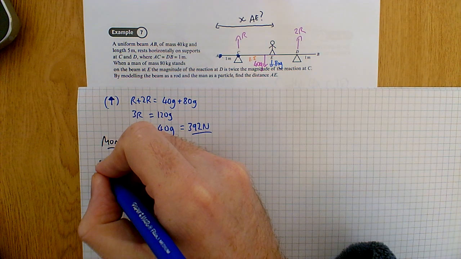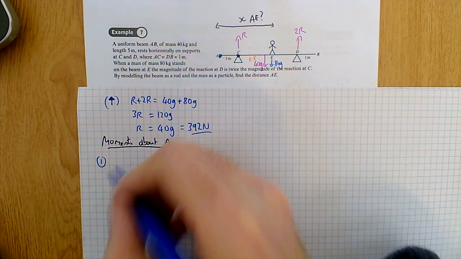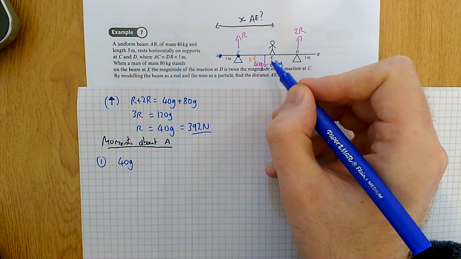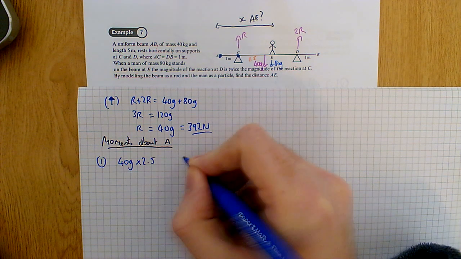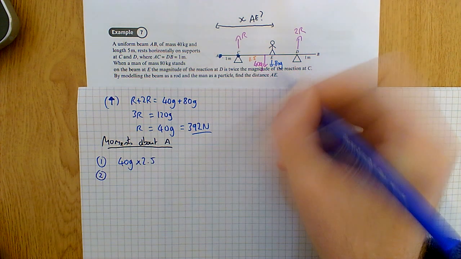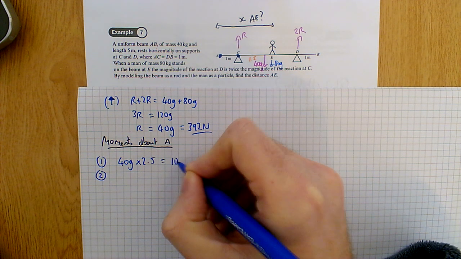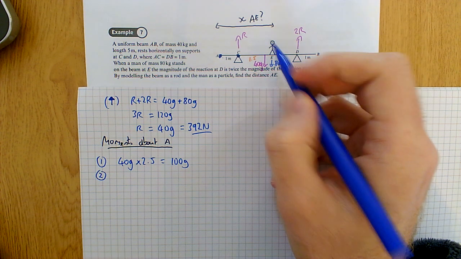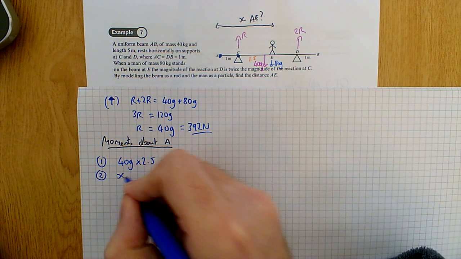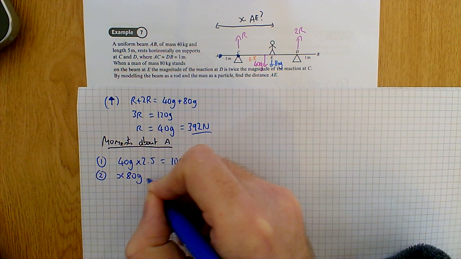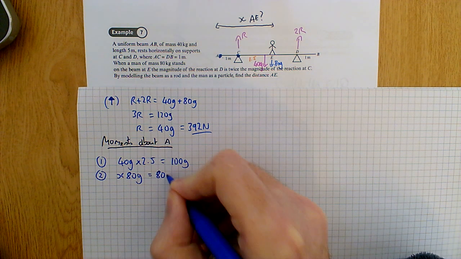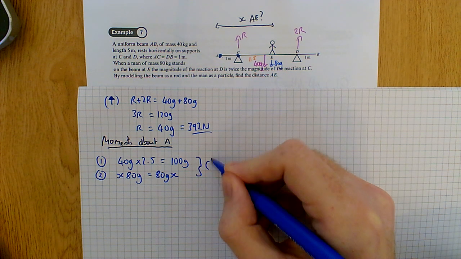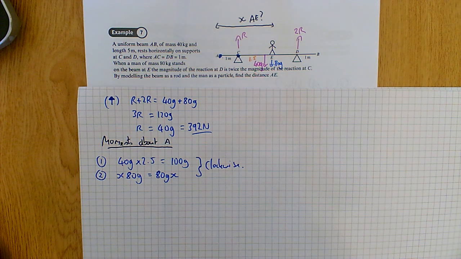So clockwise, I'm going to have two forces. I'm going to have 40g times 2.5 from A. Sorry, I'll just work this out, this is 100g. Then the second one is going to be X, because we don't know exactly where that man stood, that's what we're trying to find out, times 80g. So let's just write it as 80gx. They're the two clockwise ones, pulling it down when we're taking the moment.